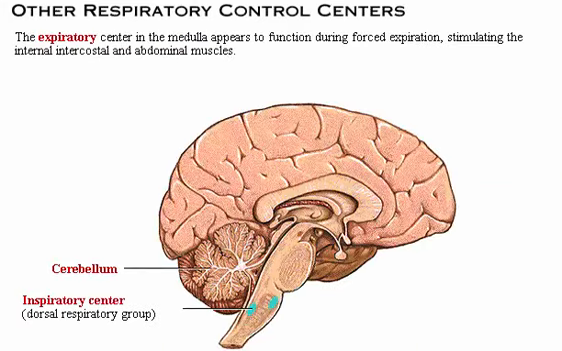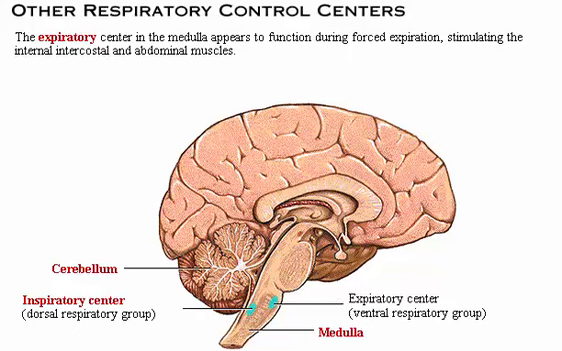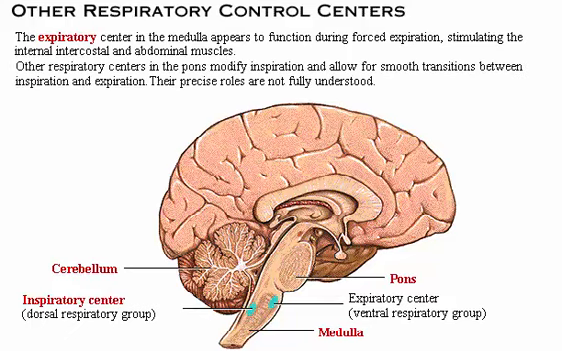A second group of neurons in the medulla, the expiratory center, or ventral respiratory group, appears to function mainly during forced expiration, stimulating the internal intercostal and abdominal muscles to contract. In addition, other respiratory centers within the pons modify inspiration and allow for smooth transitions between inspiration and expiration. Their precise roles, however, are not fully understood.